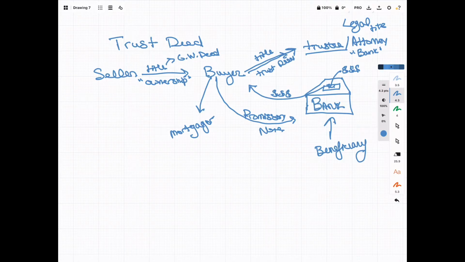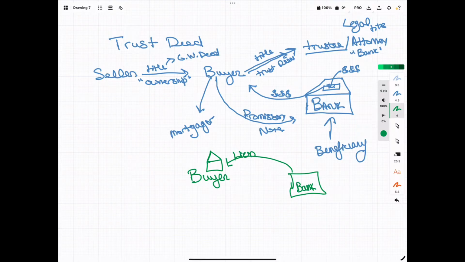It's a three-party mortgage. Versus if this was a lien theory state, the buyer would allow the bank to put a lien on the home. The buyer keeps title. The bank just puts a lien on the home. And that's why you have to have judicial foreclosure. There you go. Title doesn't change hands, just the fact that there's a lien.